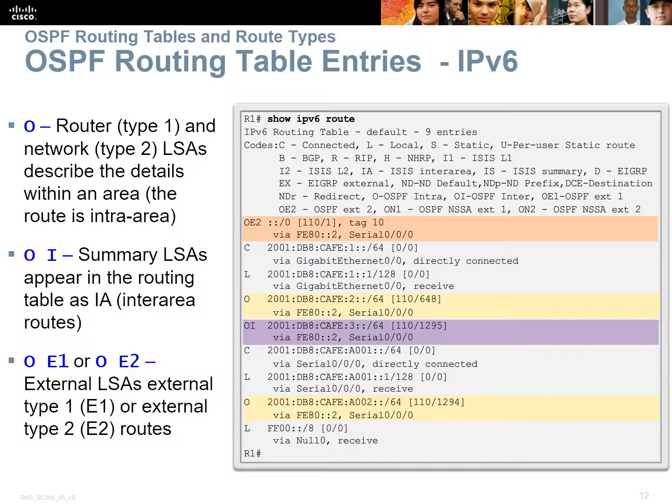Show IPv6, thankfully exactly the same. All they've done is they've dropped the A for some reason. So your O's, pure OSPF. The purple, it's OI, so it's the same as inter-area, exactly the same. And the E2 is external to OSPF.